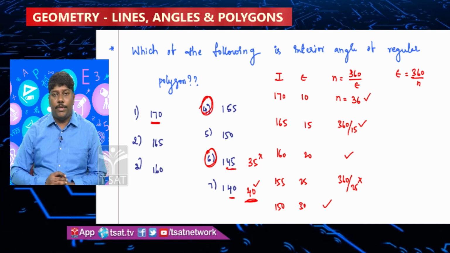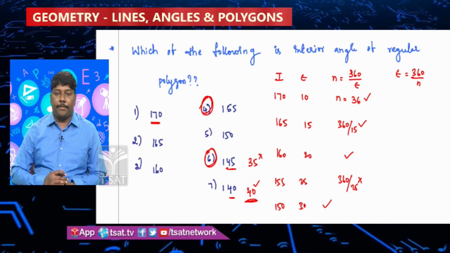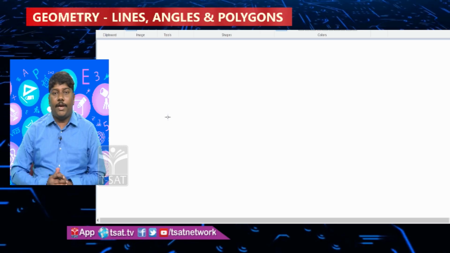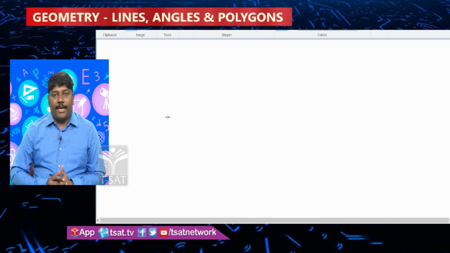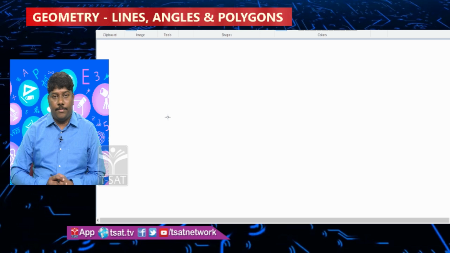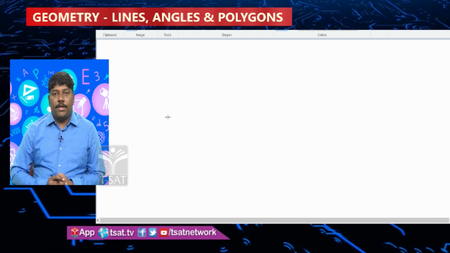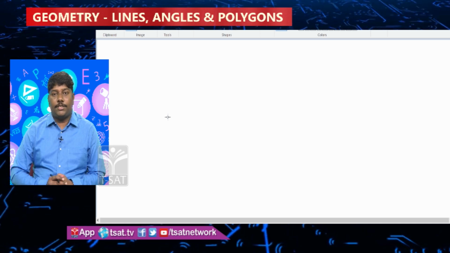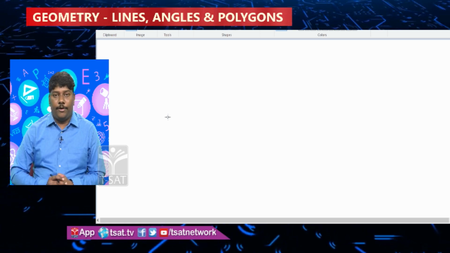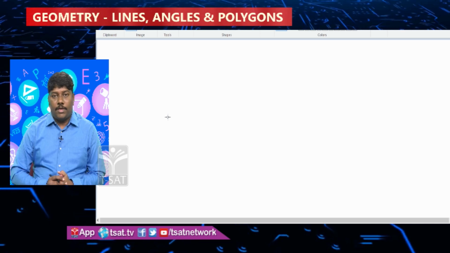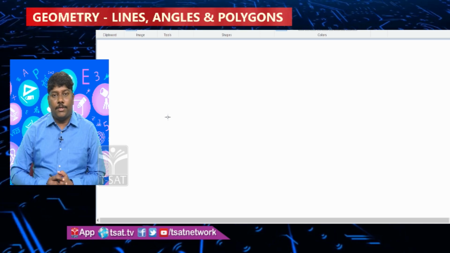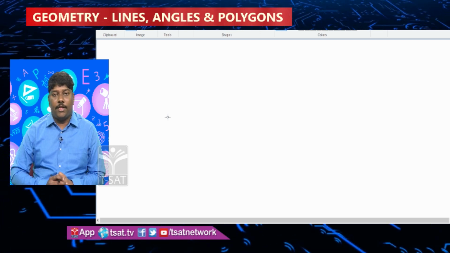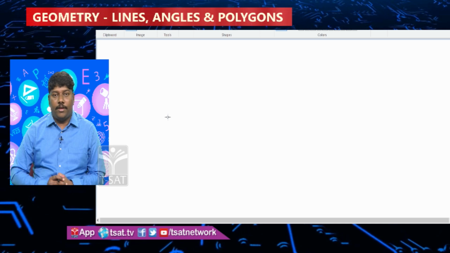So don't check with (n minus 2) into 180 divided by n, it will take more time. Now we will look at diagonals. First of all, what do you mean by a diagonal? For any polygon, a diagonal is a line which joins the opposite vertices of a polygon. Now if you look at a triangle, it will not have any diagonal because every vertex is adjacent to the other. There is no opposite vertex in the case of a triangle. So the number of diagonals in a triangle is 0.